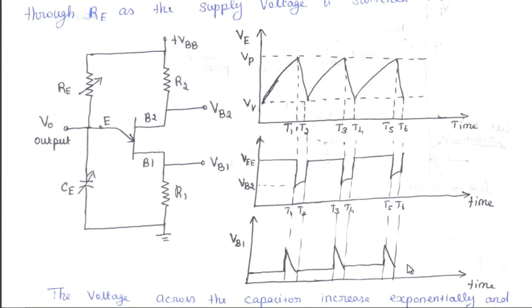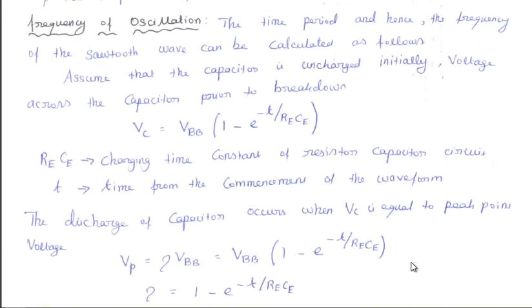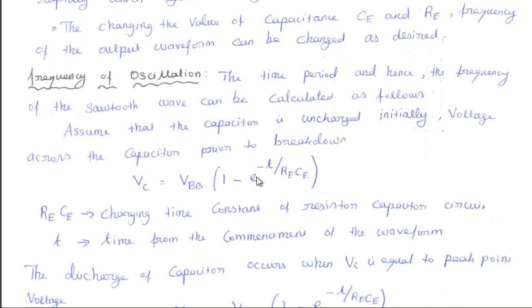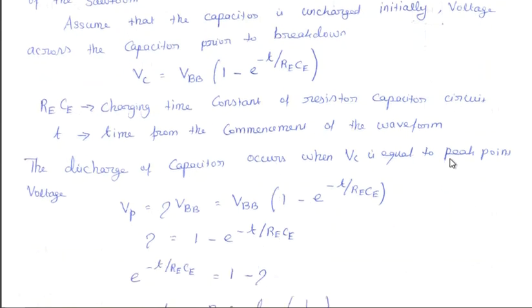Then we are going to discuss the frequency of oscillation. For this calculation of the frequency of oscillation, we take VC as the voltage across the capacitance. So VC is equal to VBB into 1 minus e power minus t divided by RE into CE. Here RE and CE give the charging time constant for the resistance and capacitance in this circuit. T is the time from the commencement of the waveform.